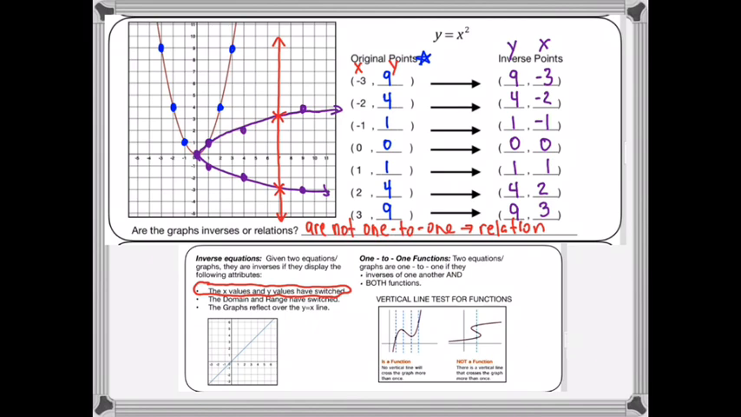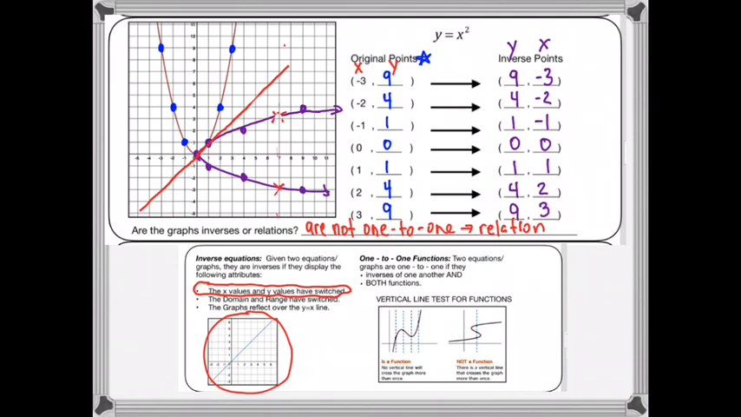Oh, before we move on, one thing I forgot to mention, which is really important as well, is the reflection over the y equals x line. So I'm going to get rid of the vertical line test that we just did, and I'm going to draw a diagonal line through 1, 1, 2, 2, 3, 3, 0, 0, negative 1, negative 1, negative 2, negative 2, etc. Okay, and it looks like it's going to reflect over that.